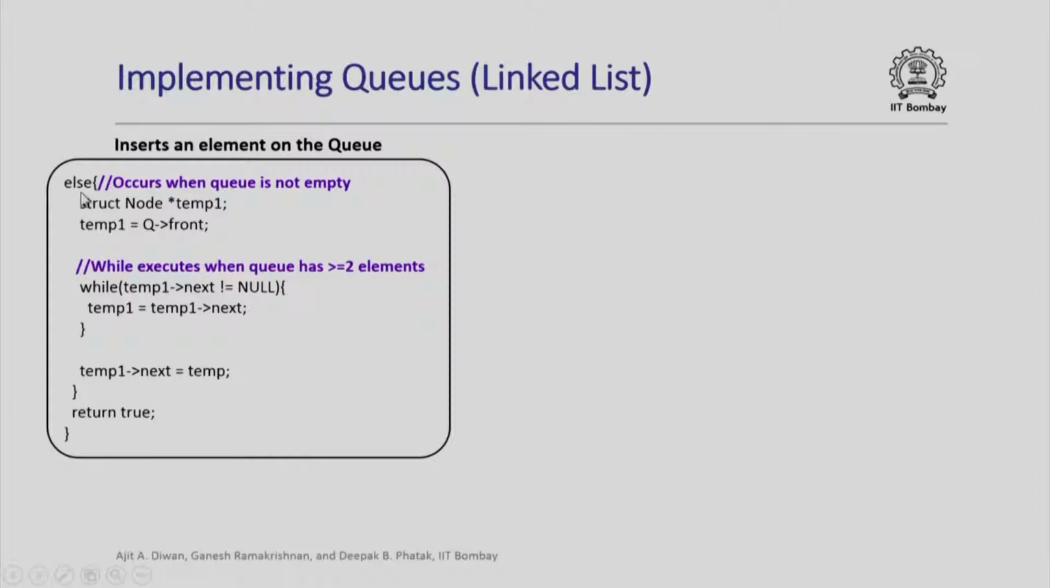But in the case of arrays, I had to keep moving the elements earlier forward so that I could make a place. Here I do not need to keep moving the elements, but I need to traverse through the linked list to find out where is the last element in the queue and then insert a new node just behind it. So look at how we do that. I will need an additional variable which I am calling temp1, which will temporarily hold the address of any node.